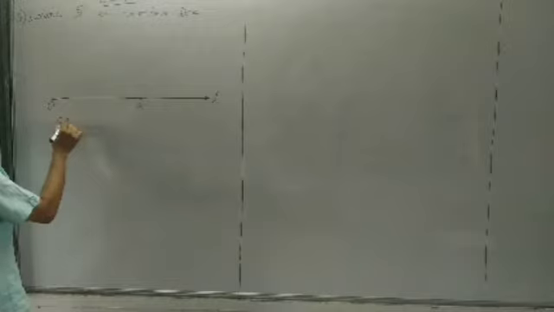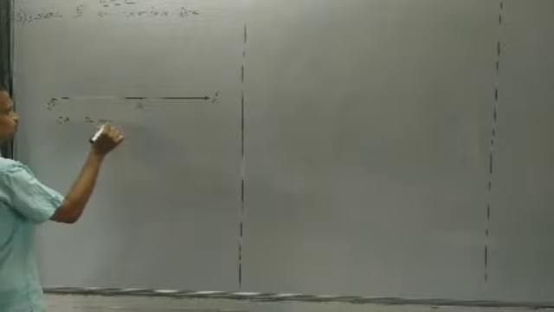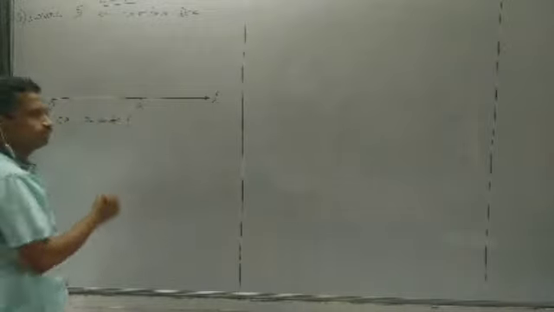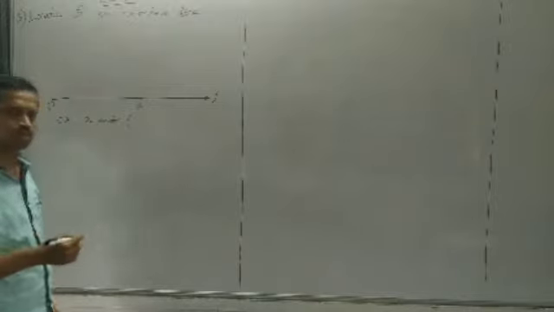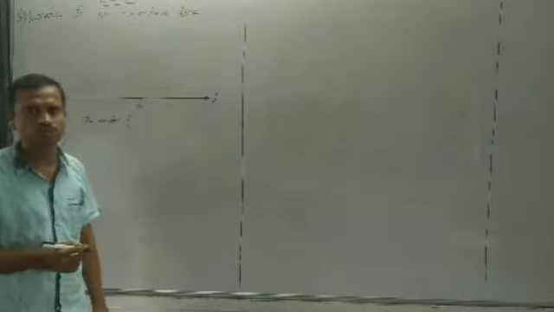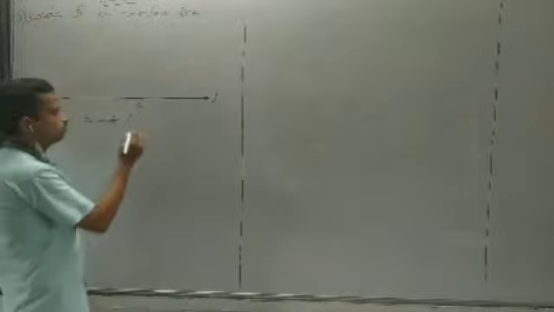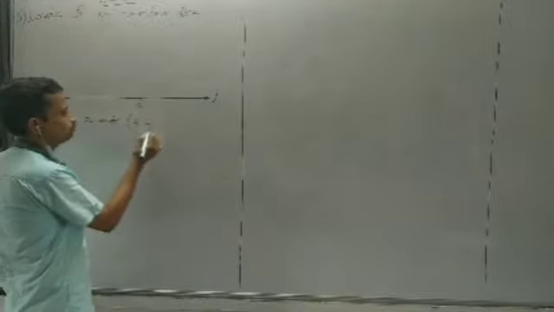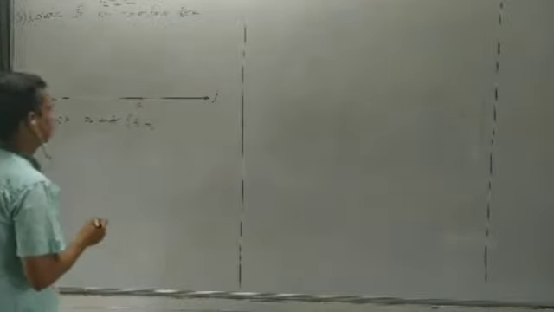So OA is 2 units. Before, for 1 unit we took 2 centimeters. Therefore, for 2 units, you have to take 4 centimeters. Is it clear?